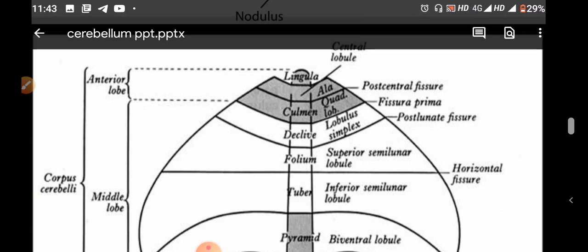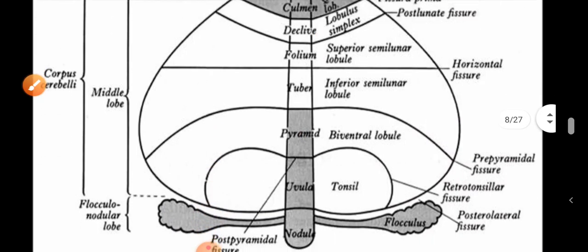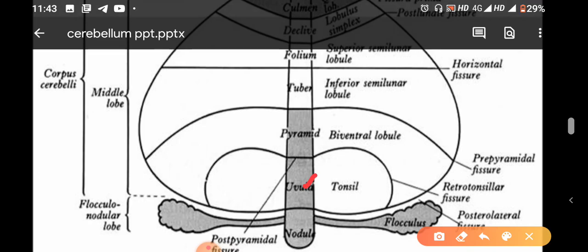So here it consists of lingula, then this is the central part, the culmen, declive, folium, tuber, pyramis. This is uvula and this is nodule. So these are the parts of vermis. The parts of cerebellum.